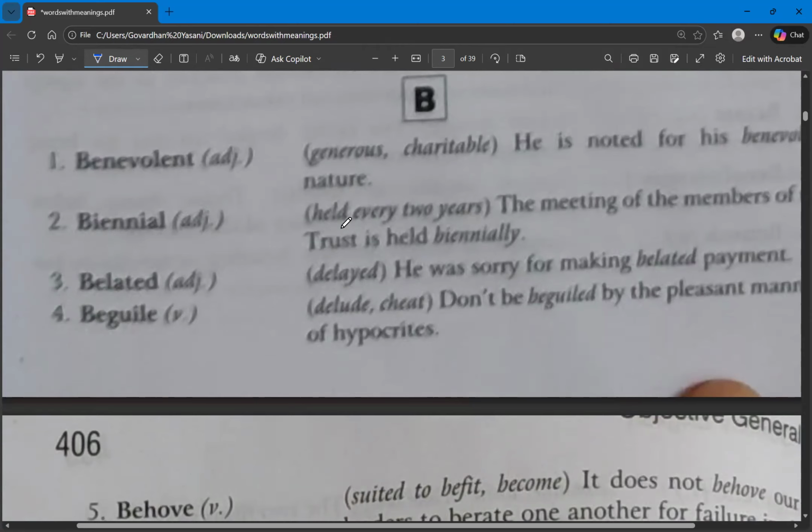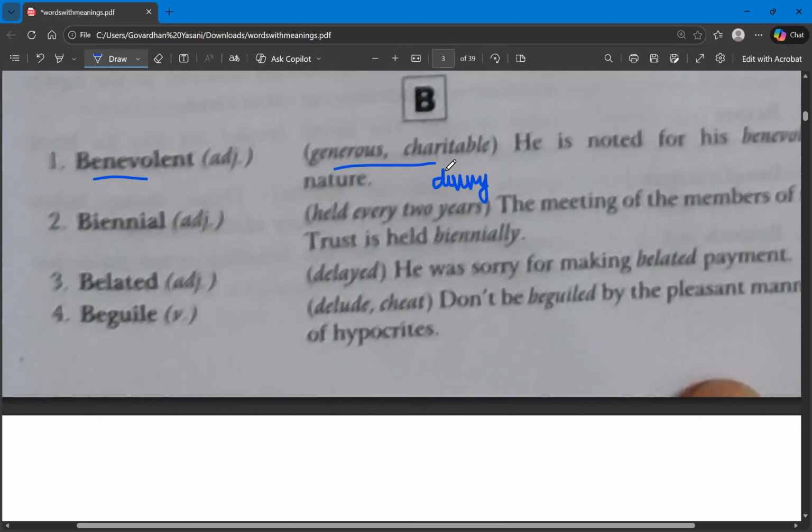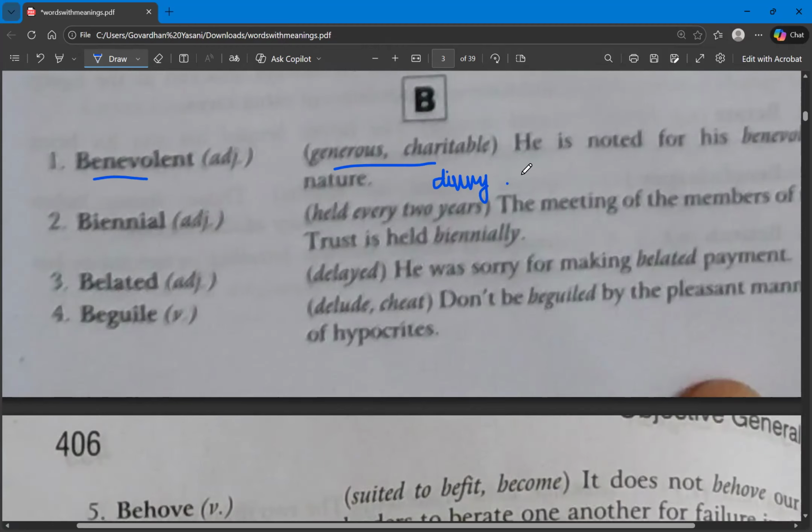So under B, the first word is benevolent. Benevolent means generous and charitable. So something that is generous, like a philanthropist. Benevolent means generous, charitable. Another word is divvy, D-I-V-V-Y, and also munificent, M-U-N-I-F-I-C-E-N-T. So these are the synonyms for the word benevolent.